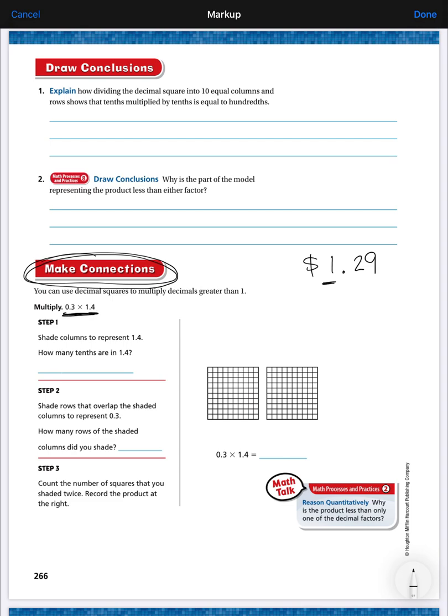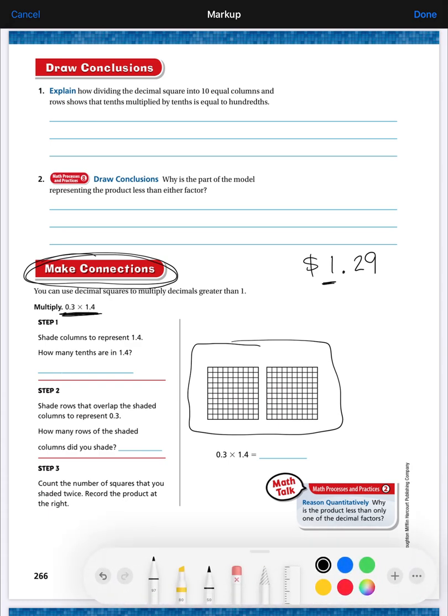So it says to multiply 0.3 times 1.4, okay? So we're going to shade some columns here to represent it in the picture off to the side right here in this picture. And then we're going to look at it just as a multiplication problem, and you're going to decide whether you like the picture idea better or you like the multiplication idea better, okay? So step 1 says to shade columns to represent 1.4. Okay, so we're going to do 1.4 first, and I'm going to pull up my pens here. I'm going to use red just because that's easiest.